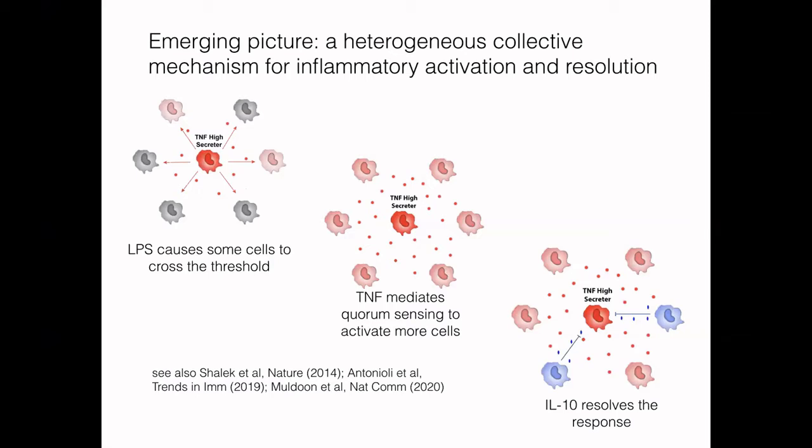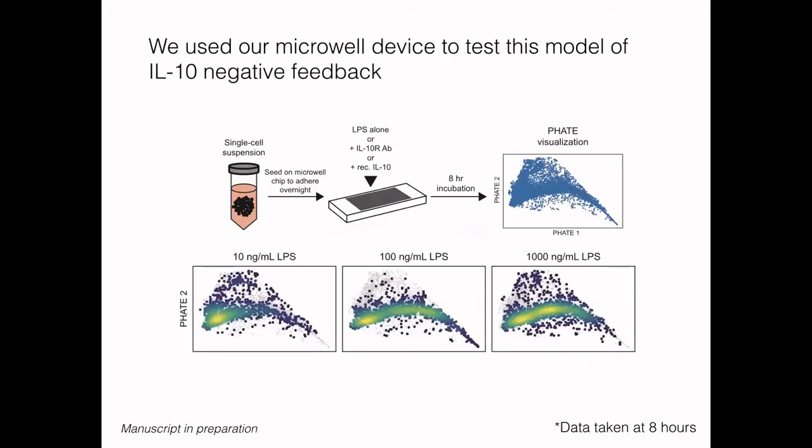But what I want to explore now is whether that's really the complete picture. That's what Amanda wanted to ask as part of her thesis project. And so we used our microwell device to actually try to perturb negative feedback in this system. So we took the single cell suspension, we put it on our device with LPS alone or in combination with antibodies to the IL-10 receptor or recombinant IL-10.